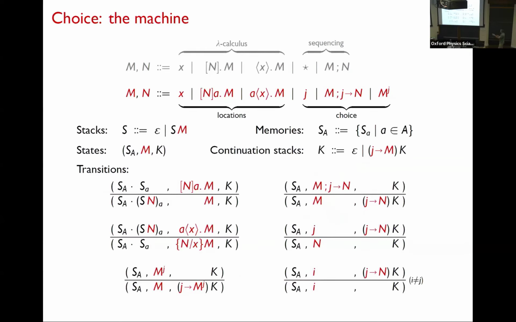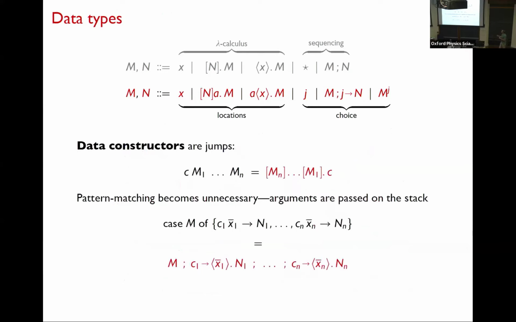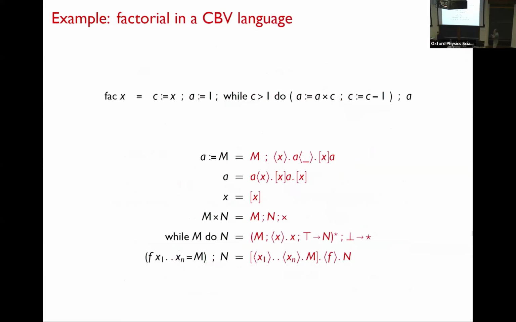And this is the full calculus on the stack machine, and it's simply putting back the memories in there and putting back the operations on memories. I'm going to have to skip this. So we've got data constructors as well. Nice, but let's do our example.